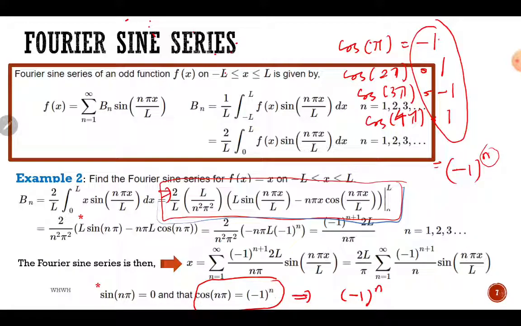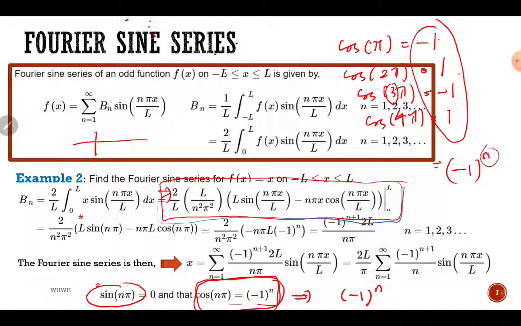Kalau n sama dengan 2, maknanya negatif 1 kuasa 2, dia akan jadi 1. When n equals to 3, negatif 1 kuasa 3, kita akan dapat negatif 1. So, it's simplified. Cos n pi ni dia akan sama dengan negatif 1 power of n. And then, kalau sin n pi pula, dia akan sama dengan kosong.